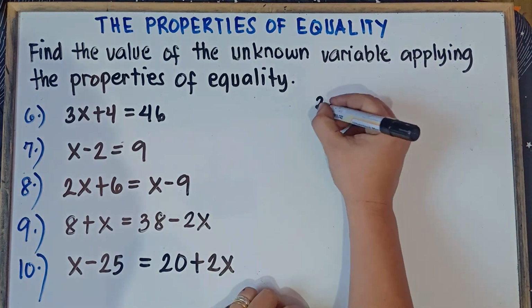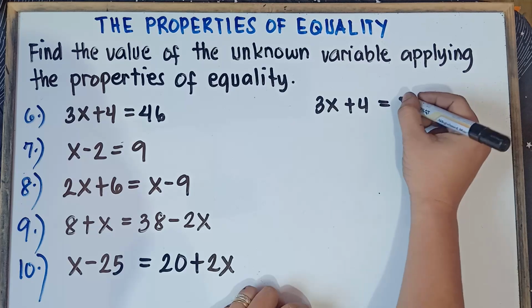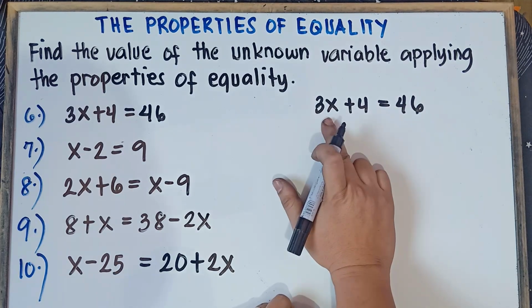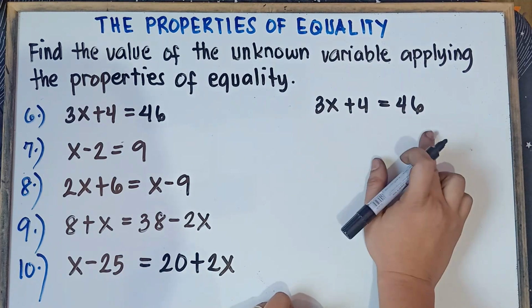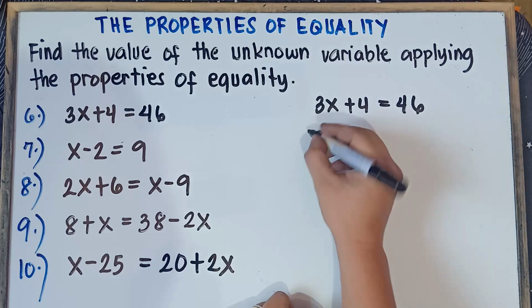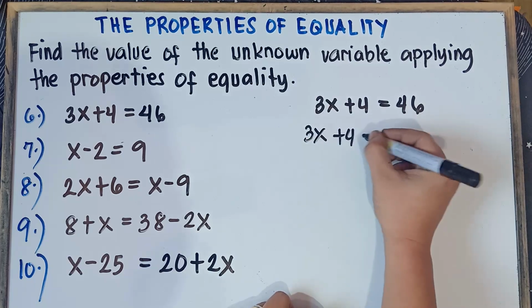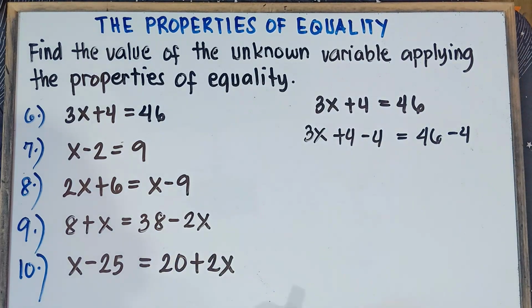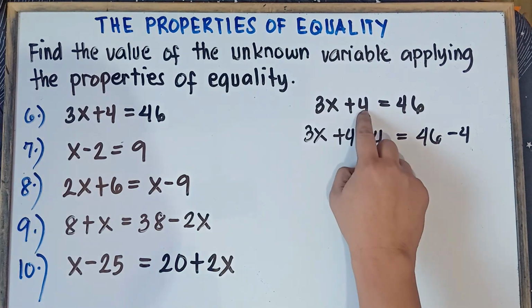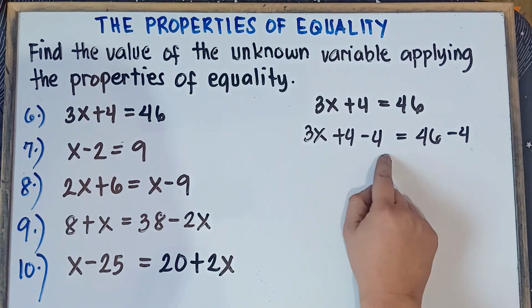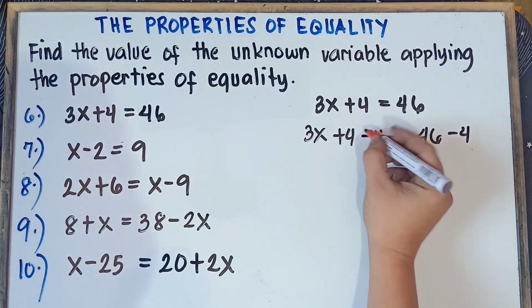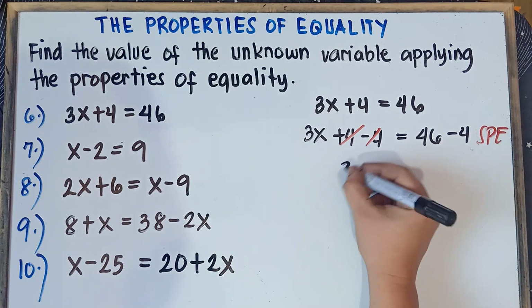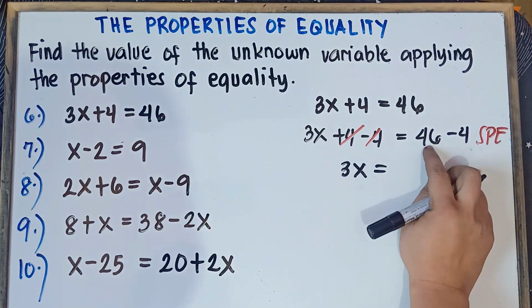Our given equation, we have 3x plus 4 equals 46. So once again, class, so that the remaining expression will be only 3x, we need to subtract both sides by 4 so that we can cancel this out. So this will be 3x plus 4 minus 4 equals 46 minus 4. Sir, why do we need to subtract both sides by 4 so that we can cancel this out? Because 4 minus 4, that would be 0. So cancel this out. We apply subtraction property of equality. So this will be 3x equals 46 minus 4.